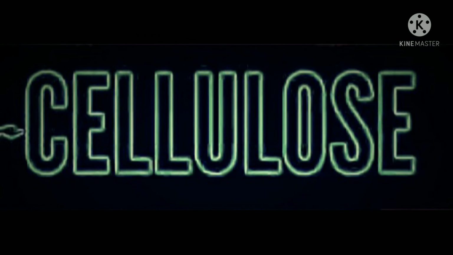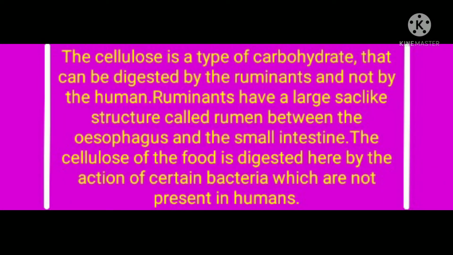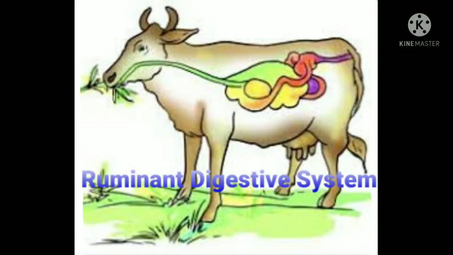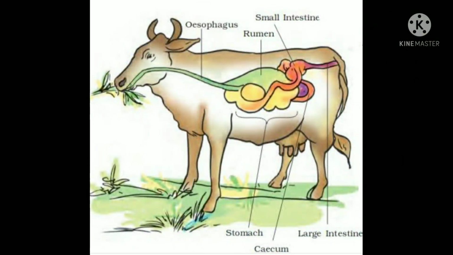Cellulose. Cellulose is a type of carbohydrate that can be digested by the ruminants and not by humans. Ruminants have a large sac-like structure called the rumen between the esophagus and the small intestine. The cellulose of the food is digested here by the action of certain bacteria which are not present in humans. Ruminant digestive system. In this way, a ruminant can digest its food.